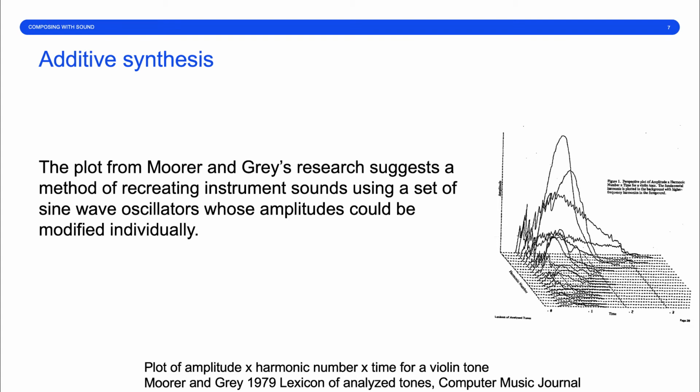So, this approach to analysis of sounds in terms of the harmonic components, which in fact goes right back to research that was done at the end of the 19th century by a guy called Helmholtz, suggests that sounds could be reproduced by combining individual sine wave oscillators whose amplitudes were mapped onto the amplitudes that are shown in the analysis diagram here. And that method of synthesis was called additive synthesis, and it was one of the first techniques that was developed in computer music.